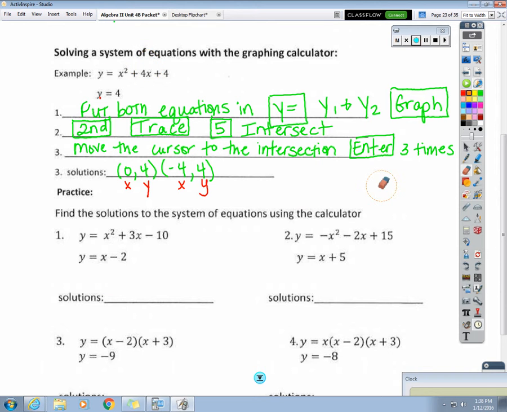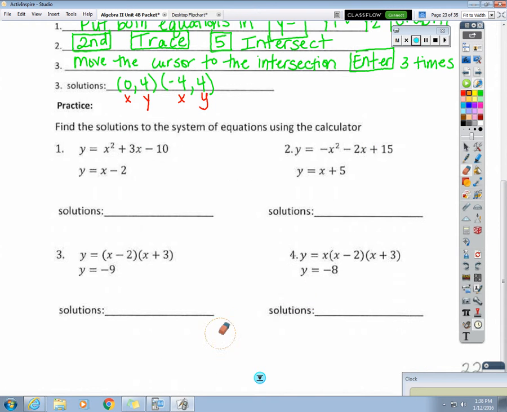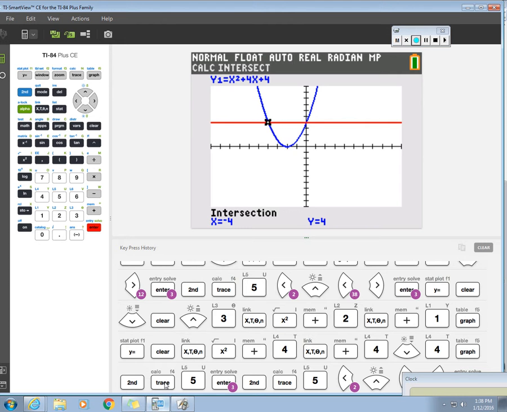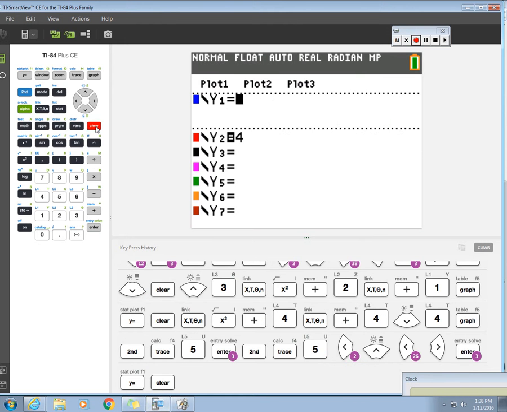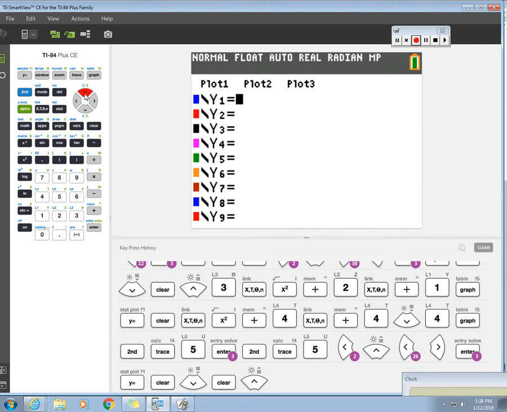Okay, so now let's try one together. Let's look at number 1. What do I do first? Graph them using y equals. So I'm going to clear out the previous equations. What is that first equation?